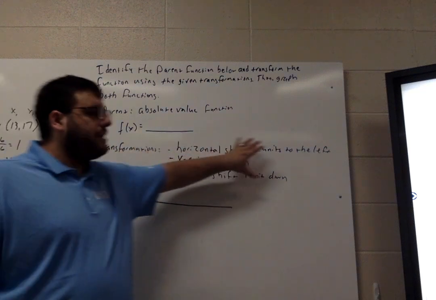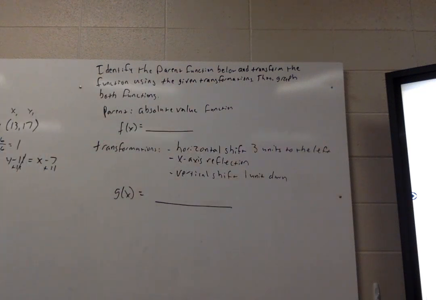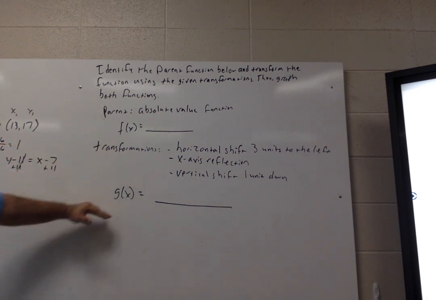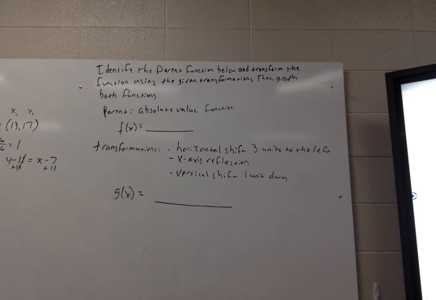Any list of transformations, whether it's 1, 2, or 3, they should all be applied to the function at the same time. So I should only see two functions in your coordinate grid. This one and this one. Okay? All right, so identify the parent function below and transform the function using the given transformations. Then graph both functions. Okay?